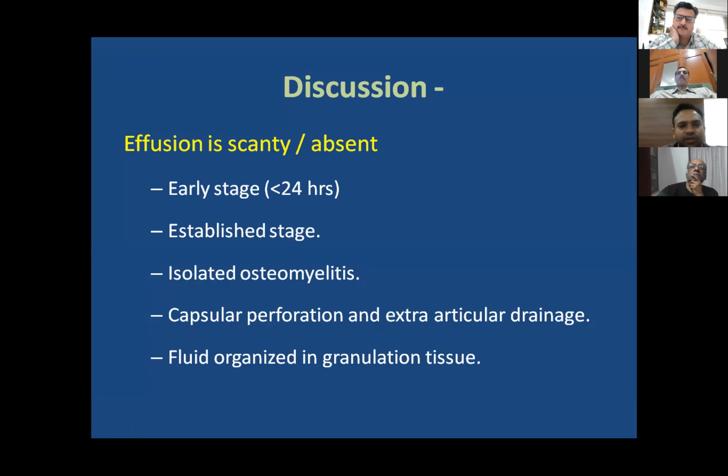Effusion is scanty or absent. Various studies have given different reasons. Maybe it is an early stage and the effusion has not developed yet. Or it is an established stage and the effusion has resolved, or it was not septic arthritis on the first day but isolated osteomyelitis. Or the intra-articular pressure was so high that capsular perforation occurred and extra-articular drainage happened. The fluid was organized in granulation tissue, and so on attempt to aspirate, the fluid couldn't be aspirated.